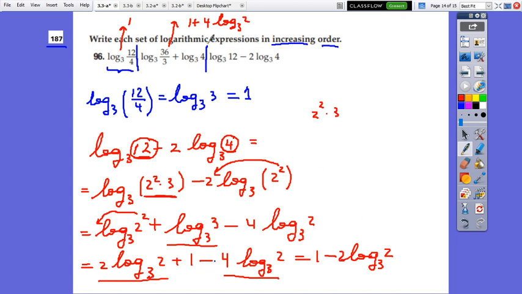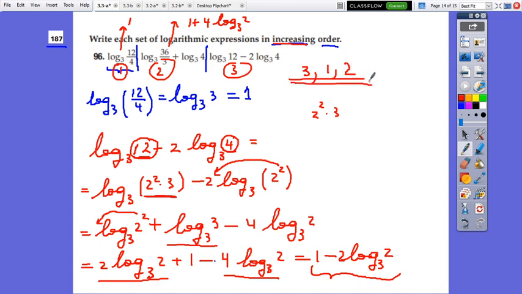So then let's see. Increasing order means from the least one to the greatest one. This is the first, the second, and the third. So which one is the least one? It will be this, the third one, it's the least. Greater than that will be the first because it's 1. And the greatest one will be the second. And this is their order. Thank you.